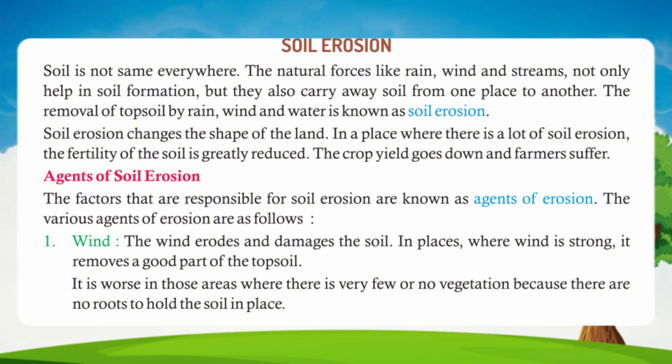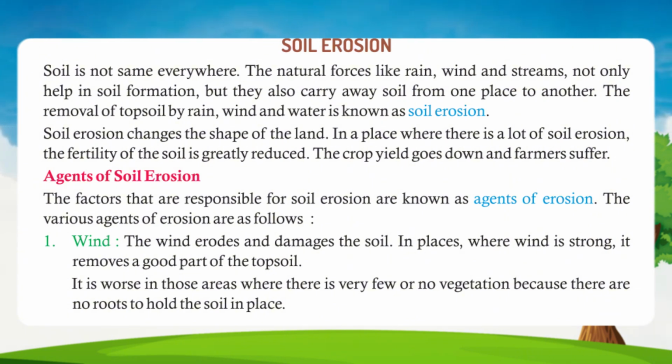Soil erosion. Soil is not the same everywhere. The natural forces like rain, wind and streams not only help in soil formation, but they also carry away soil from one place to another. The removal of topsoil by rain, wind and water is known as soil erosion. Soil erosion changes the shape of the land. In a place where there is a lot of soil erosion, the fertility of the soil is greatly reduced. The crop yield goes down and farmers suffer.